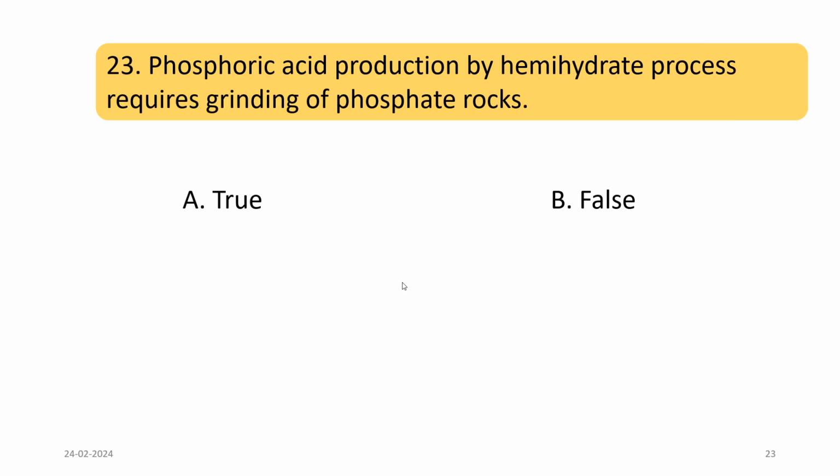Next question is the phosphoric acid production by hemihydrate process requires grinding of phosphate rocks. Is it true or false? False, ma'am. Yes. So hemihydrate process doesn't need grinding, but dihydrate process needs grinding. That was 150 micrometer, the size of the rocks. So here it is false.